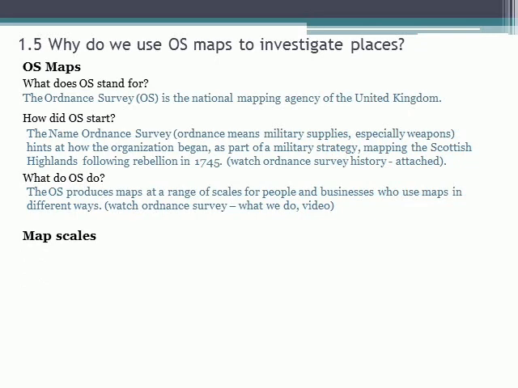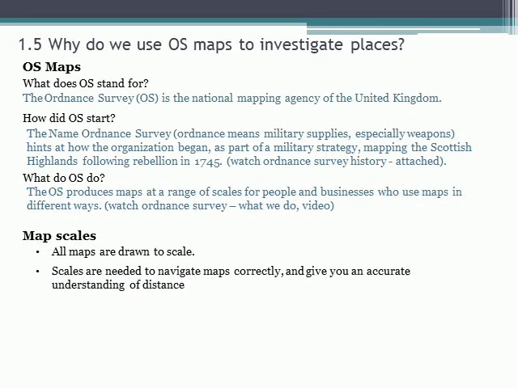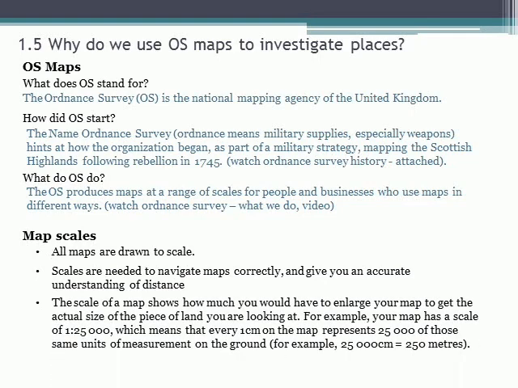Map scales. Today we're going to learn about the scales of maps. All maps are drawn to scale. Scales are needed to navigate maps correctly and give you an accurate understanding of distance. The scale of a map shows how much you would have to enlarge your map to get the actual size of the piece of land you're looking at.